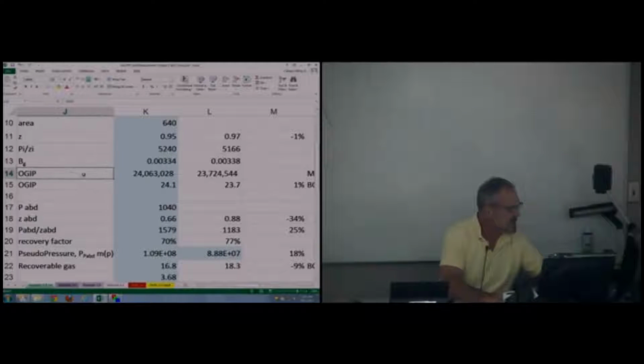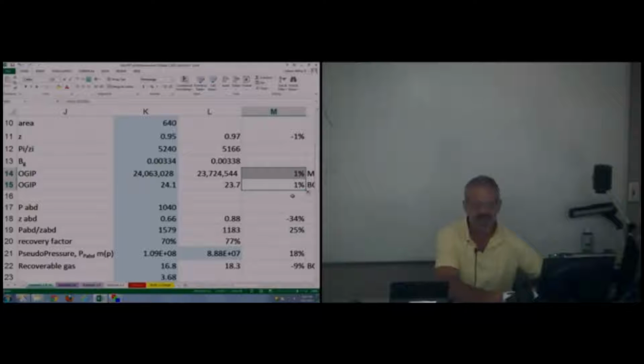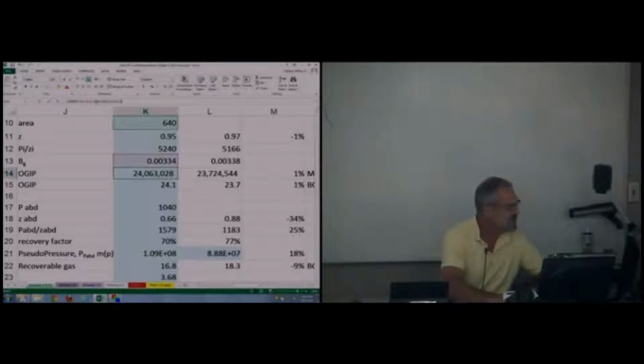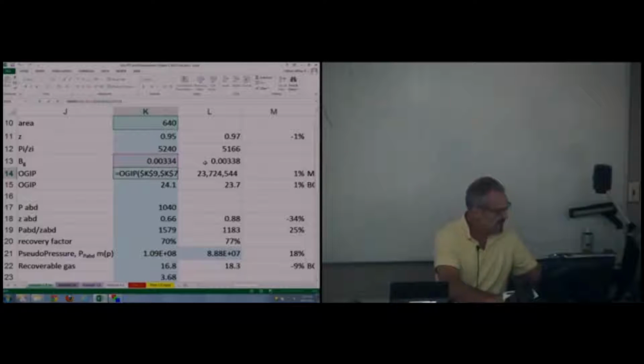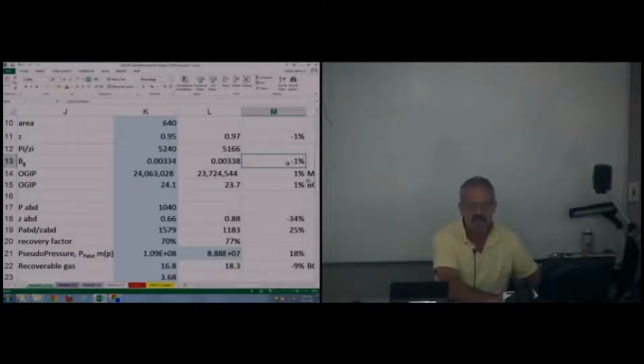So original gas in place, I got them in MCF, and I got them in BCF. And it's only a 1% error. It's going to be the same 1% error in MCF as it is in BCF, right? So I only got a 1% error because original gas in place is a function of B sub G. And so this is also going to be a 1% error exactly, because that's the only thing that is affecting it.